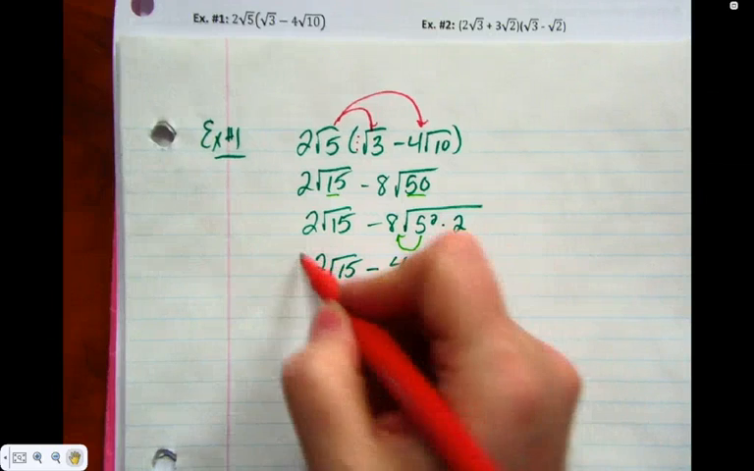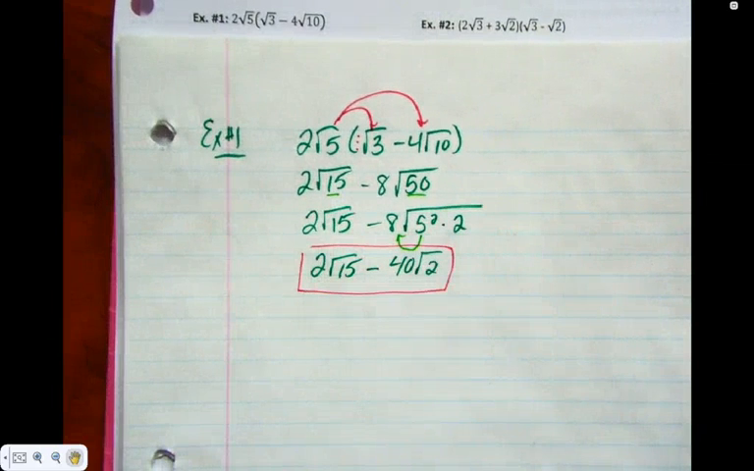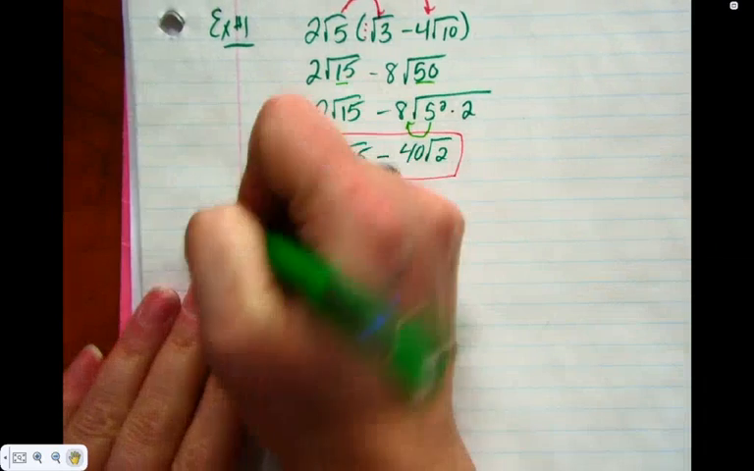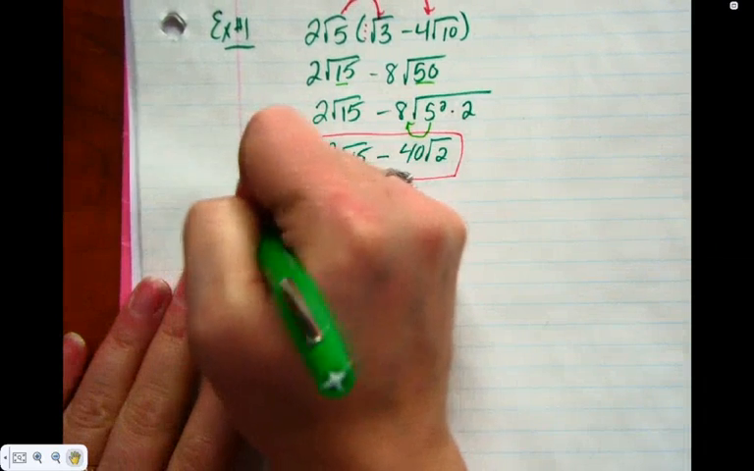That's multiplying radicals. Radical times radical, coefficient times coefficient, simplify if you can. Example 2. There's numbers everywhere.